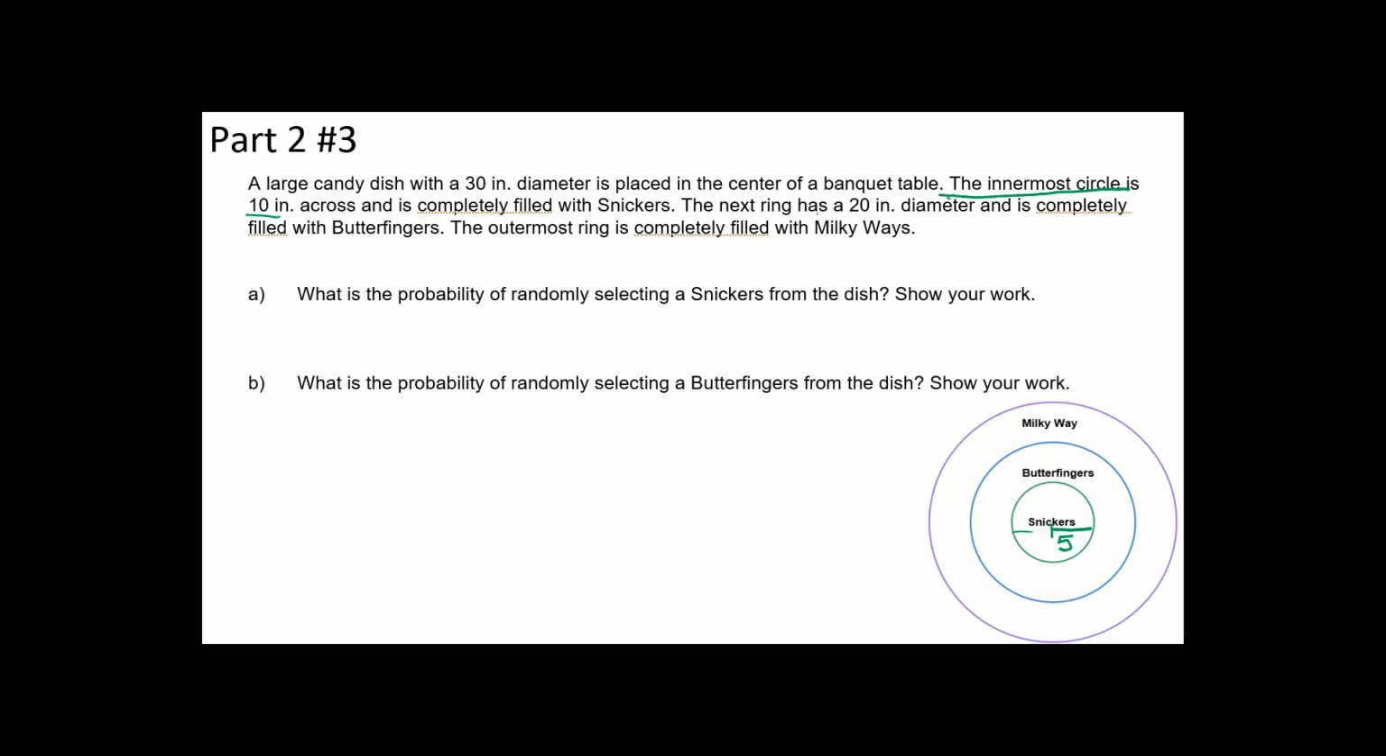Now the next ring has a 20-inch diameter and is filled with Butterfingers. So we'll go from the center out in this direction all the way across is going to be 20. So half of that is going to be 10. For a radius of this circle here, the radius would be 10. Diameter is 20. Now the outermost ring is filled with Milky Ways.